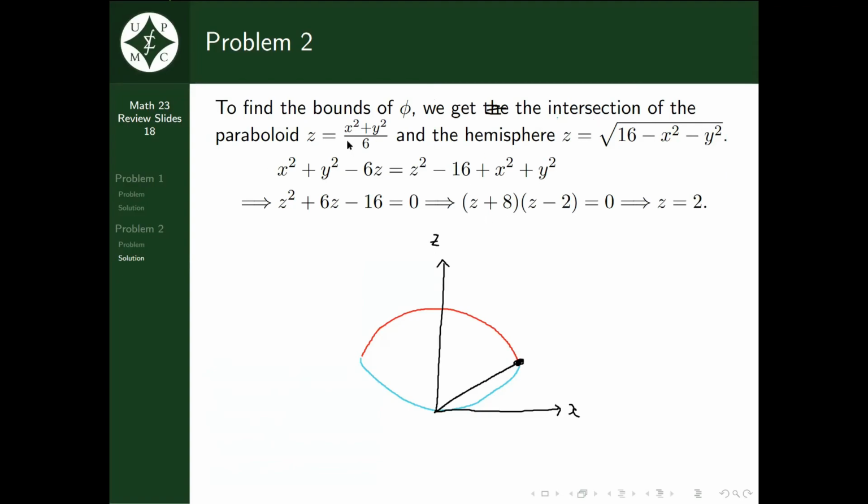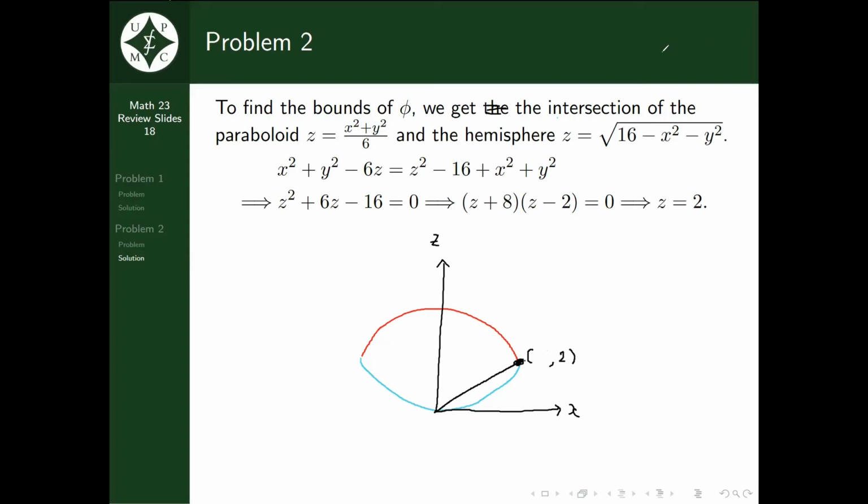So we get this, which when we simplify becomes this, and we get z plus 8 times z minus 2 equals 0. But z cannot be negative because we're above the xy plane. So z must equal 2. So now we know that this point over here has coordinates something, 2.